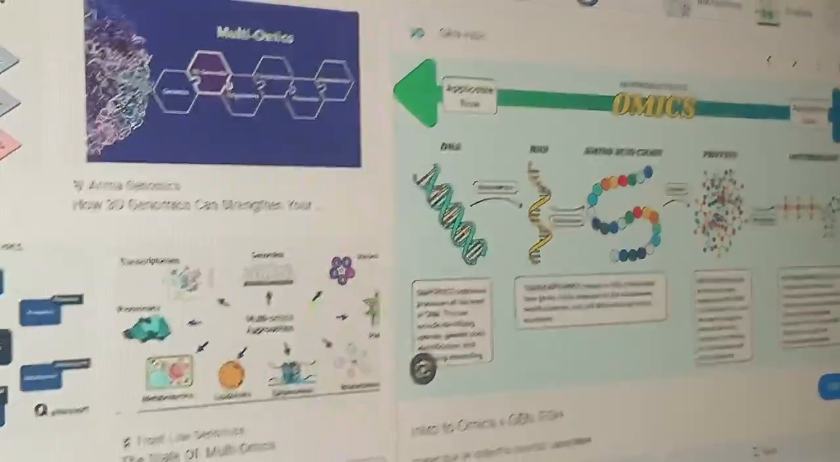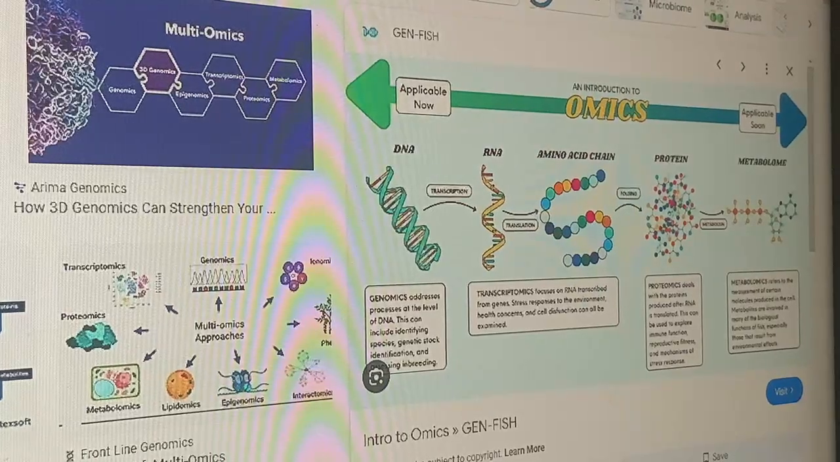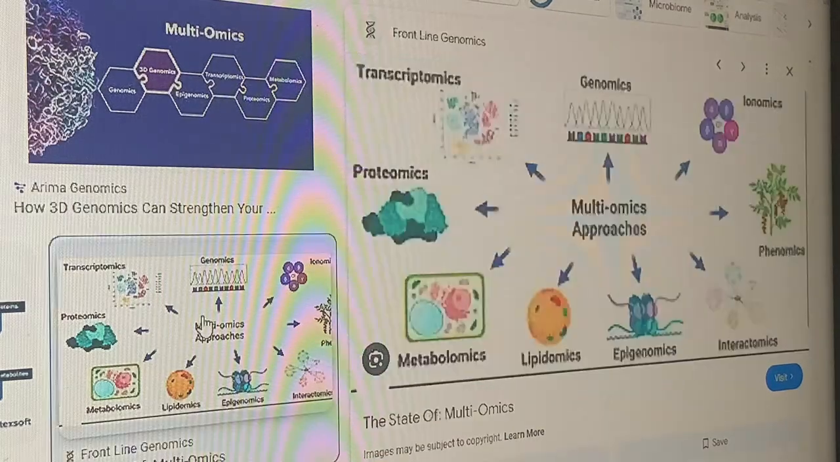Let me zoom in for you a little bit so you see where I'm reading. Proteomics deals with the proteins produced after RNA is translated. This can be used to explore immune function, reproductive fitness, and mechanisms of stress response. And metabolomics refers to the measurement of certain molecules produced in the cell. Metabolites are involved in many of the biological functions of fish, especially that result from the environmental effects. Oh, that's back to that quorum sensing at Rice University, where they started with the water.